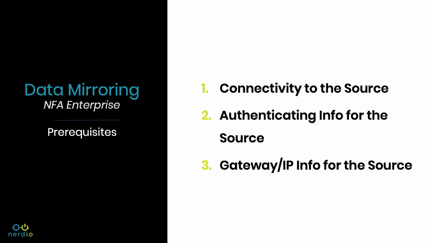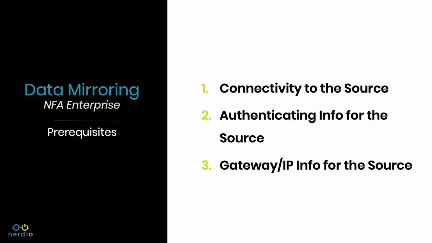So what are the prerequisites for this? Well, you're going to have a source where the data lives, that you're going to mirror to the new environment. So you need connectivity to that source, authentication to that source, and at least the gateway or IP information that gets us to that source. In some cases, when we think about connectivity, you might have a VPN that's going to lead you back to the source. Maybe it's a SAN or server. And again, domain level authentication and then that IP info to get us there.